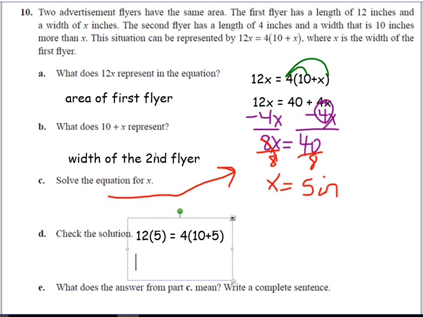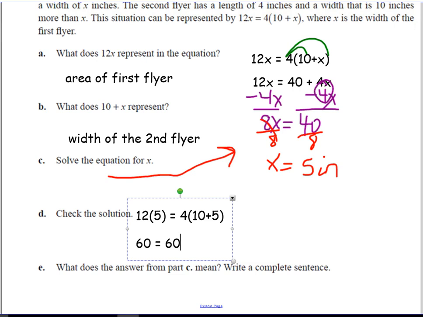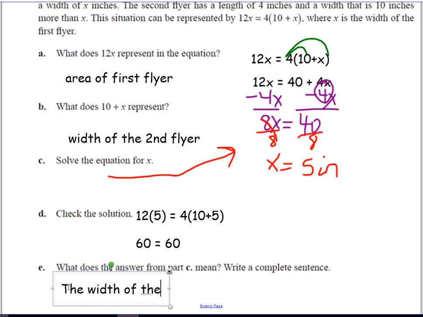So then when we do that, 12 times 5 is 60. And then we get 4 times 15, which is also 60. So what does our answer from part C, that's the answer to x, represent is what it's asking us. And remember, that's the width of the first fire. So our result is the width of the first fire is 5 inches.